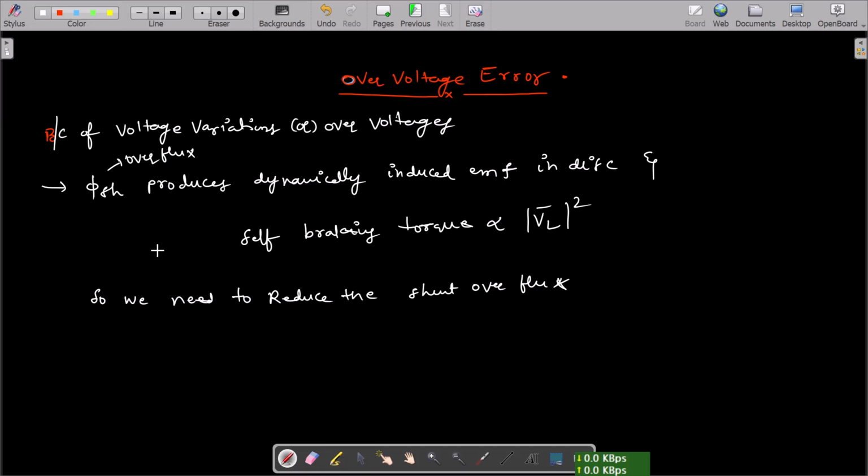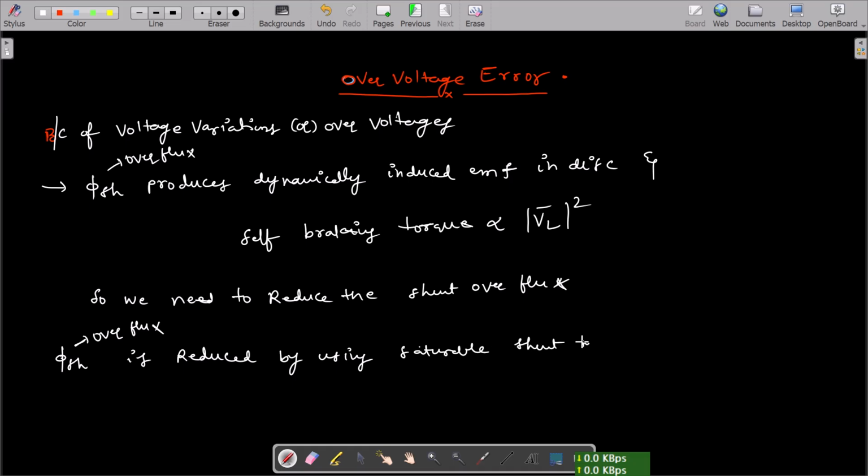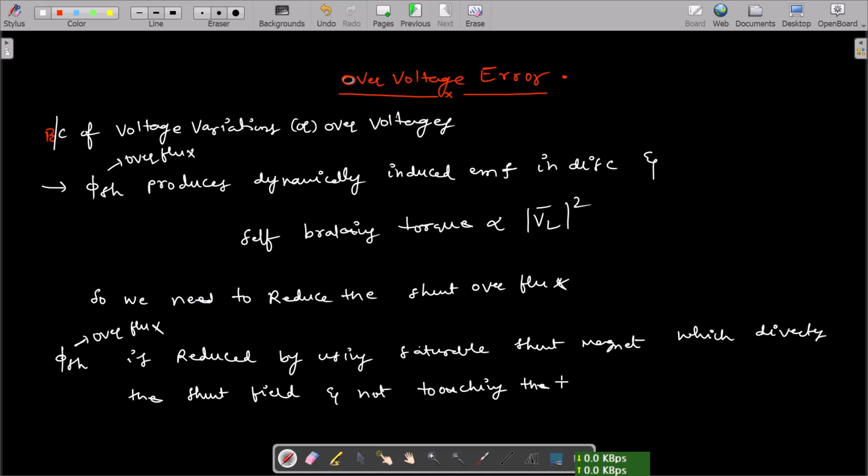Okay, that is, phi sh, which is an overflux, is reduced by using a saturable shunt magnet, which diverts the shunt field and does not touch the disk at over voltage conditions.